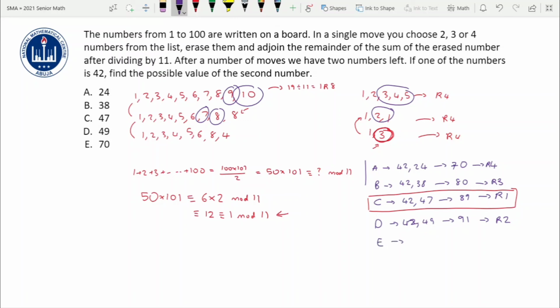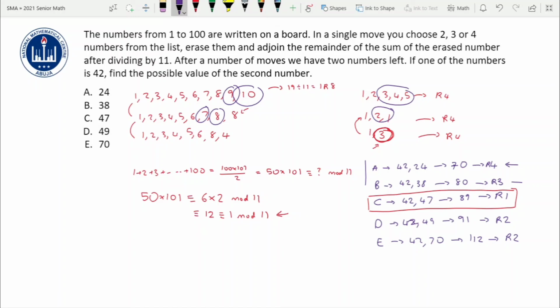And if we consider E, if 70 is the second number, then we'll have 42 and 70 at the end. If you add this together, you have 112. And when you divide by 11, you still have a remainder of 2. So if you notice here, if 24 is the second number we have left, then the remainder at that point will be 4, which is not possible, because the remainder will always be 1, regardless of where you are in performing the operations described.